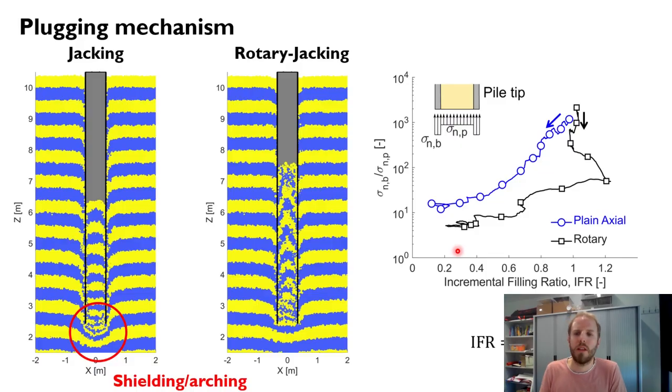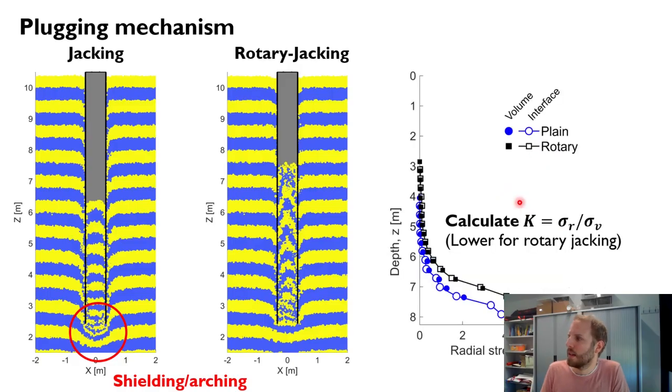So what's happening? What we assume is this continuous rotary jacking destabilizes the arching that takes place at the bottom of the pile. So there is much less of this shielding phenomenon happening, and it's easier for the soil to go into the pile.